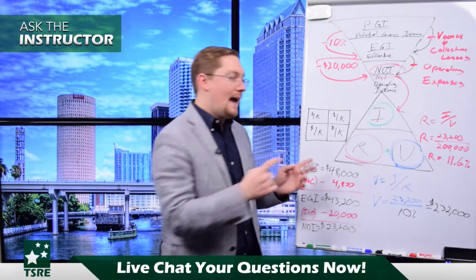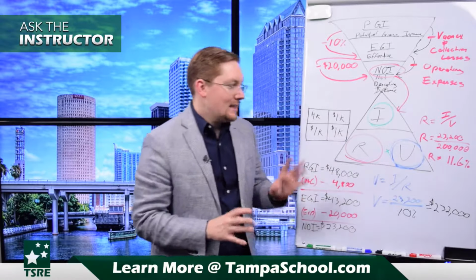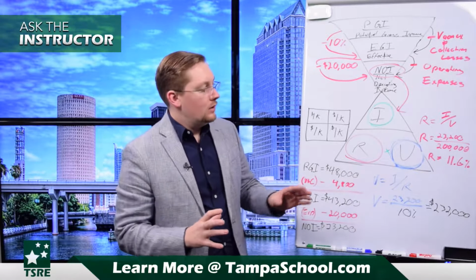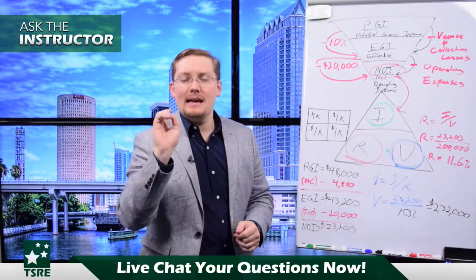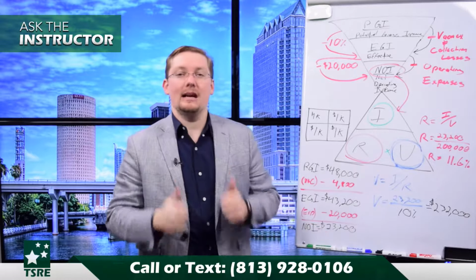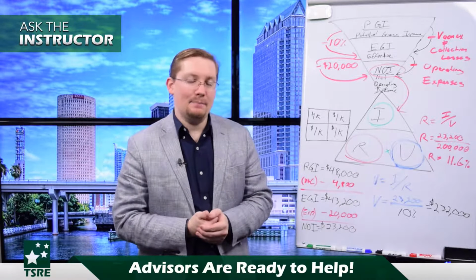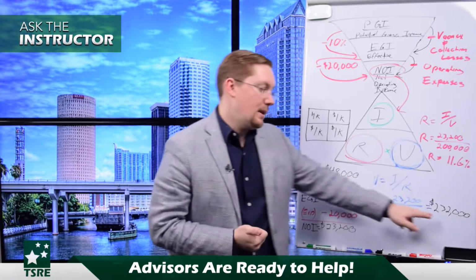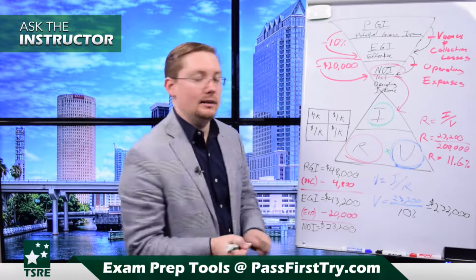But now we could go back to the IRV triangle and say, okay, well, we want the 11.6% return on investment. Hey, let's bump it up. Let's say 12% return on investment. What do we have to do? What does our income have to rise to if we want to get a 12% cap rate on this property and still pay $232,000? And that brings us to our third calculation.